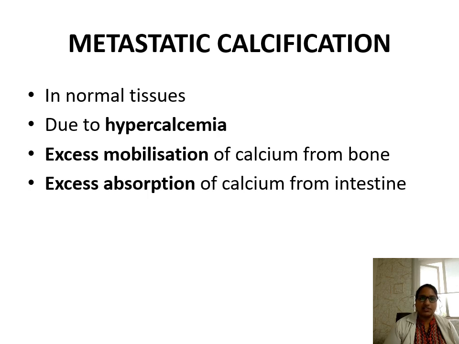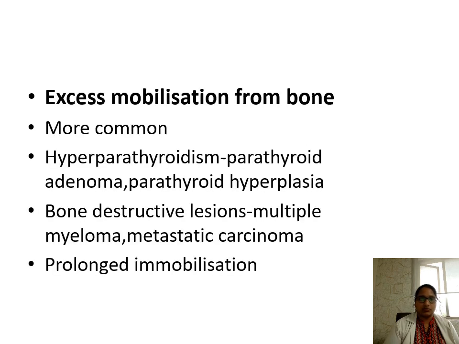Whereas in metastatic calcification, the tissues are normal, but there is abnormality of calcium metabolism and hypercalcemia will be there. So the calcium gets deposited in the normal tissues. The causes of excess mobilization from the bone are more common. This includes hyperparathyroidism, where the causes can be parathyroid adenoma or parathyroid hyperplasia. The parathormone helps to maintain the levels of calcium either through resorption from the kidney, absorption from the intestine, or resorption from the bone. Through this, the parathormone tries to maintain the calcium levels.